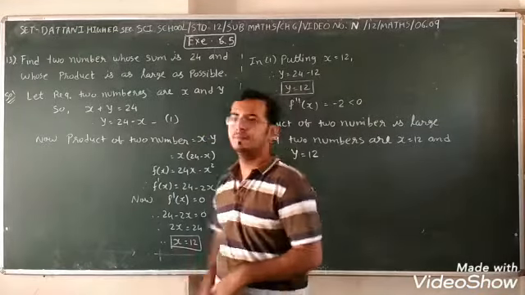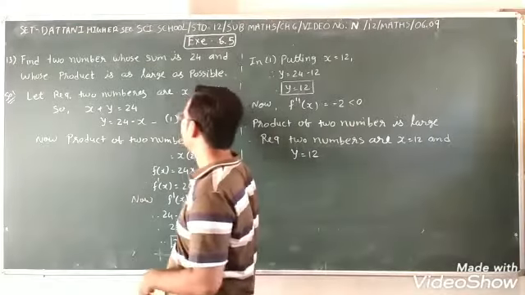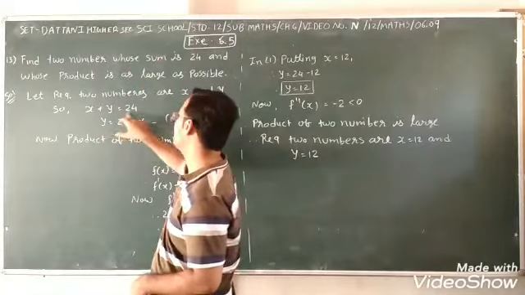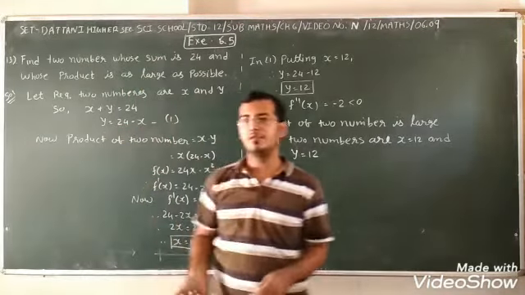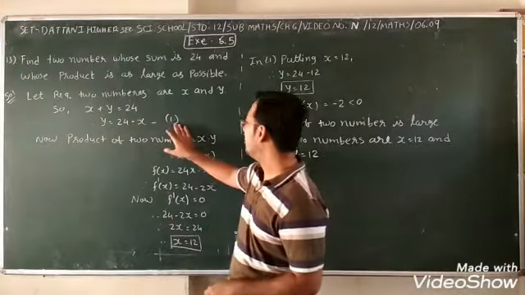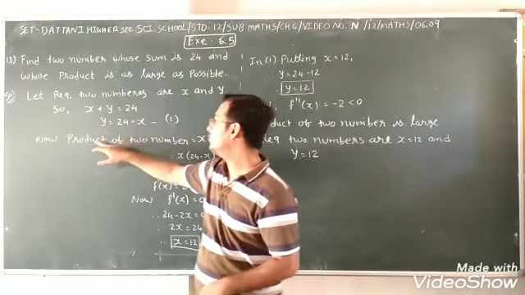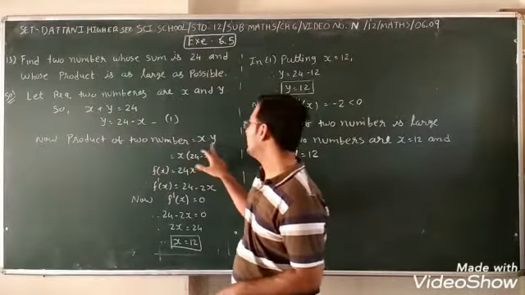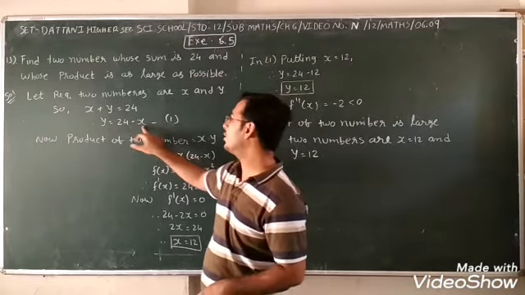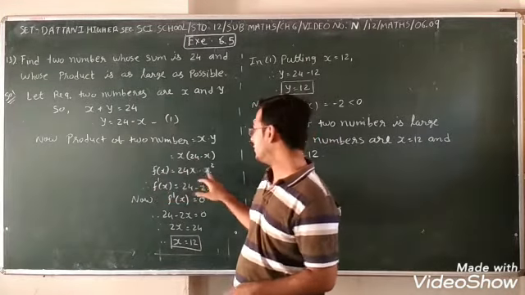So we assume that the required two numbers are x and y. Here the sum of both numbers is 24, so x plus y is equal to 24. We convert it to one variable, so y is equal to 24 minus x. Whose product is as large as possible. Product of two numbers means multiplication, so x into y, and y is 24 minus x, so that is converted to a function of x.